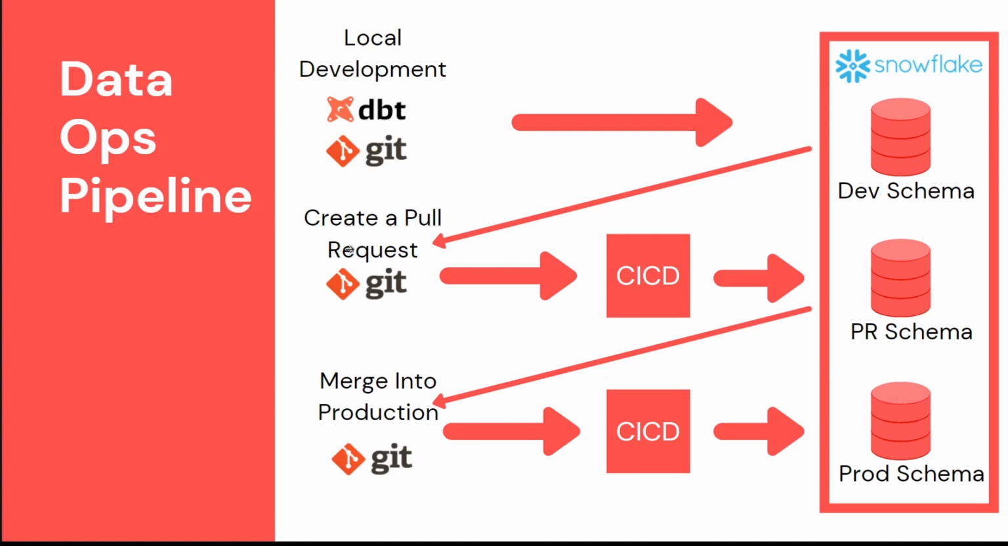Once it's completed the CI/CD process, we'll also have a new schema just for that pull request. And this allows us to share our work with our colleagues, maybe for our managers to review the impacts we have to our database. And then once they're happy, we can then merge into production. And again, we'll run through our continuous integration and delivery cycle again.